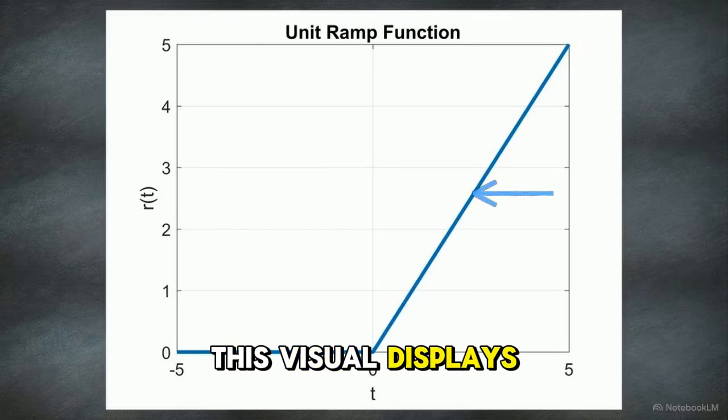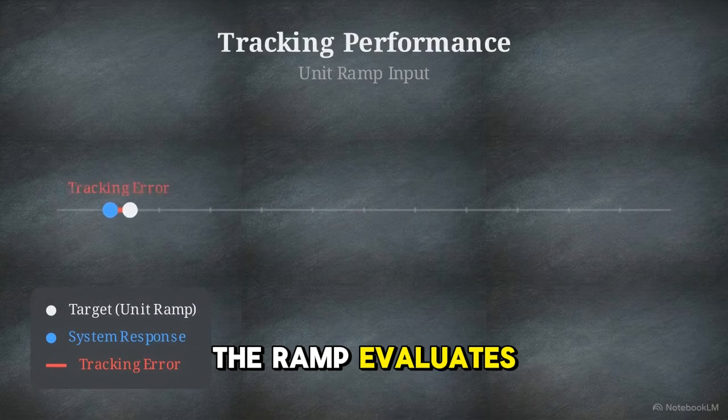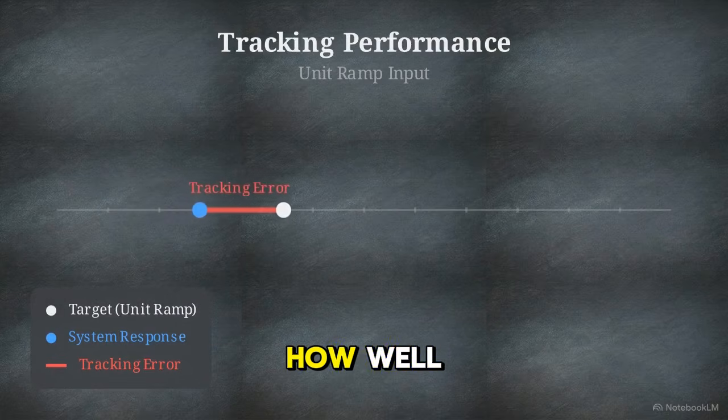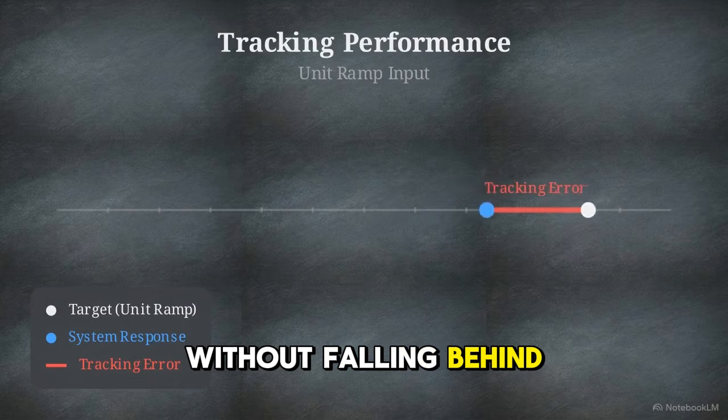Finally, this visual displays the unit ramp function, r of t, which increases linearly over time. The ramp evaluates tracking performance. It tells us how well the system can continuously follow a moving target without falling behind.